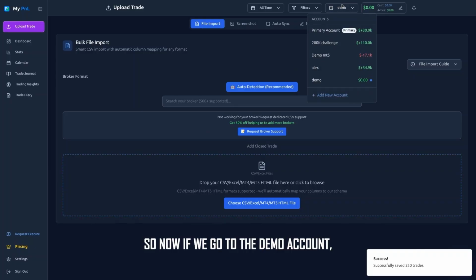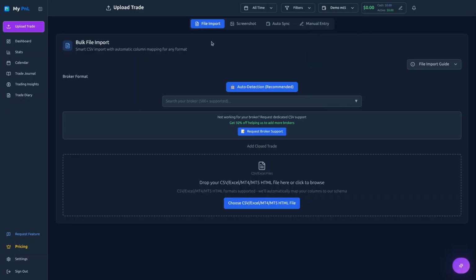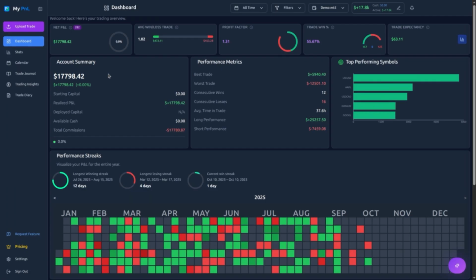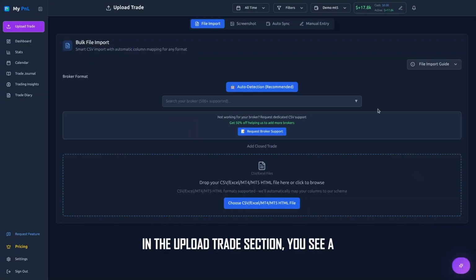So now if we go to the demo account, actually demo MT5, now we are at the dashboard. In the upload trade section, you see a little pen here.